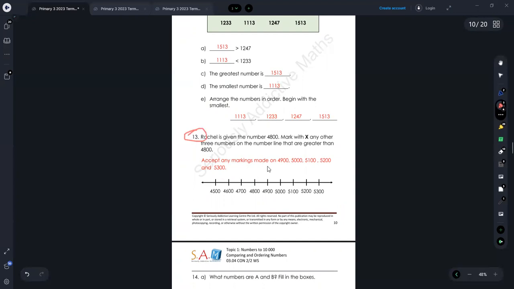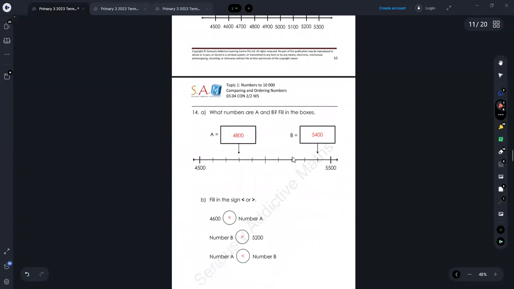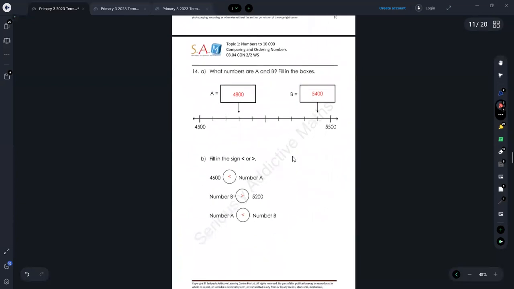Sometimes students can get very confused with number line. So Rachel is given the number 4,800. Mark X with any other 3 numbers on the number line that are greater than 4,800. So any that are greater, right? Mark X. I think it's actually quite easy though. So I think it should not be a problem.